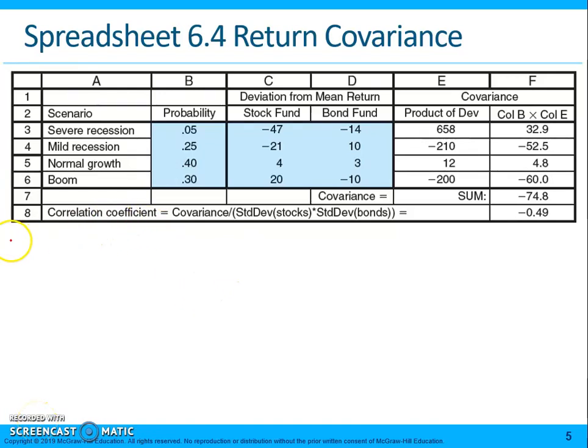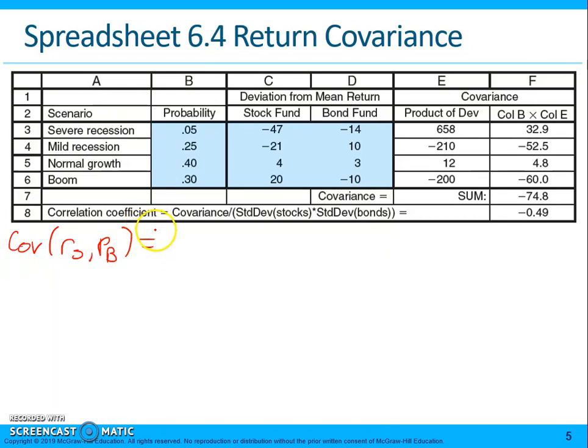Okay, now we're going to calculate the covariance and the correlation coefficient for the bond and stock fund. So we write covariance like this. Covariance, return on stock, return on bond.